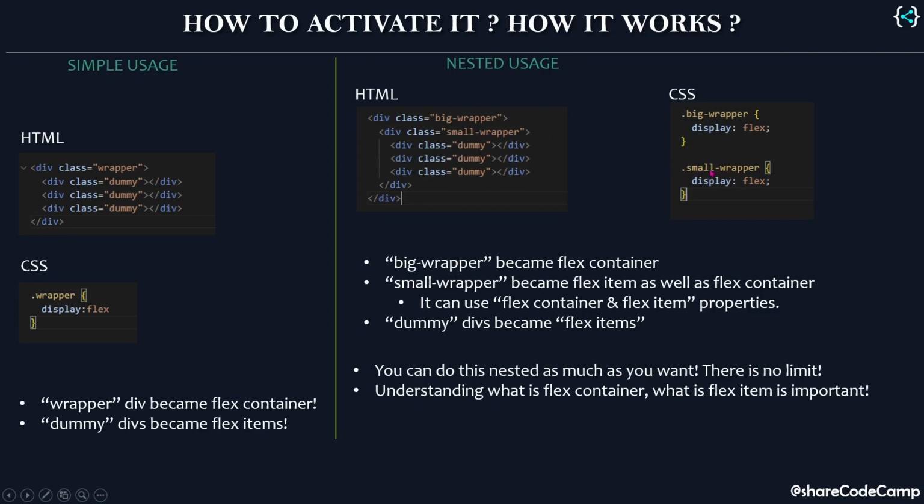And now the small wrapper is a flex container, and also a flex item. I explained these things in here and you can do the nesting as much as you want. So basically you can do 20 times, 30 times, whatever you want. The key point is that you have to understand what is a flex container and what is a flex item, because there are going to be different properties that you can apply to these things.